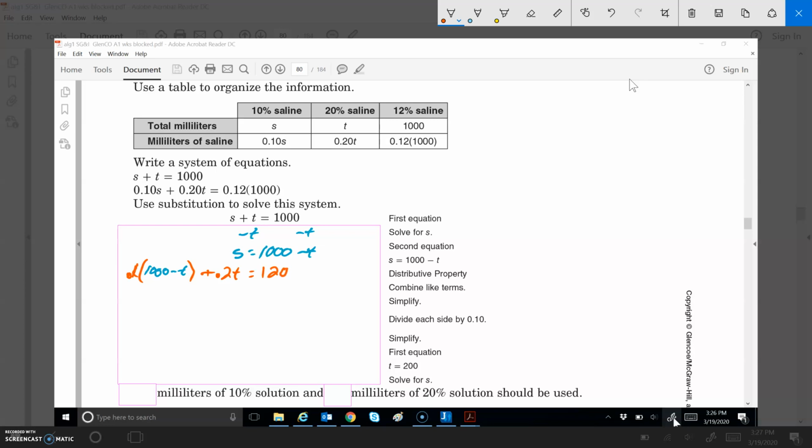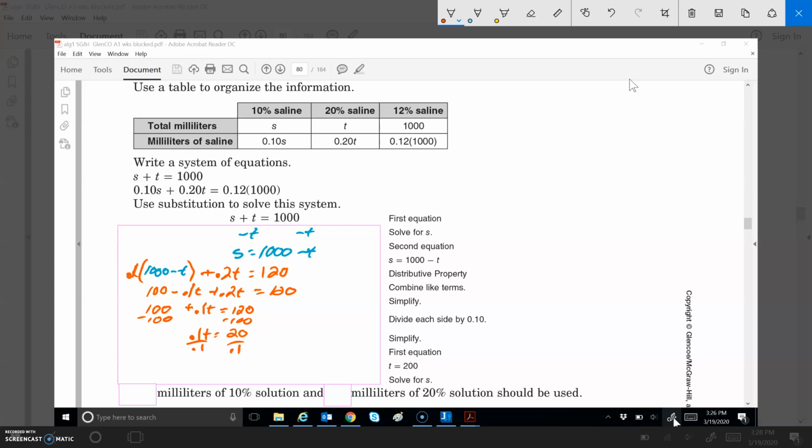Okay. So now let's distribute. So 10% of 1,000 is 100 minus 0.1 T plus 0.2 T equals 120. Combine like terms. Negative 0.1 plus 0.2 is positive 0.1 T, and I have this 100 equals 120 minus 100. Alright, so 0.1 T equals 20. Divide by 0.1, divide by 0.1.